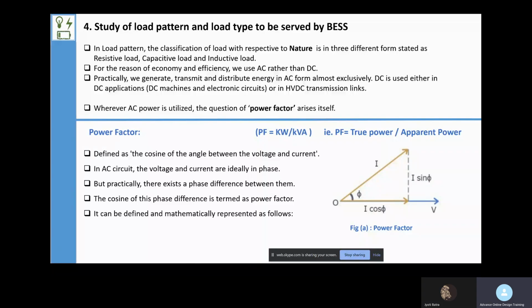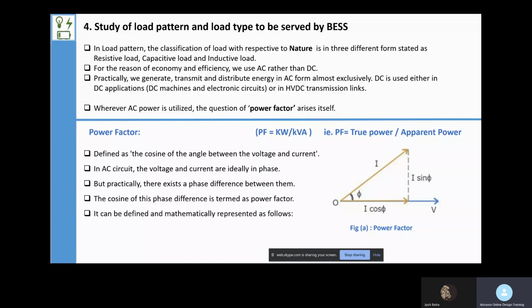Now, since AC is more populated, the performance or purity of the power comes into the picture. The factor showing the purity is the power factor. The higher the power factor, the better the quality of the power. So what is the power factor definition? Theoretically, it is true power upon apparent power, or kilowatt upon kVA. But actually, it is the cosine of the angle between voltage and current.